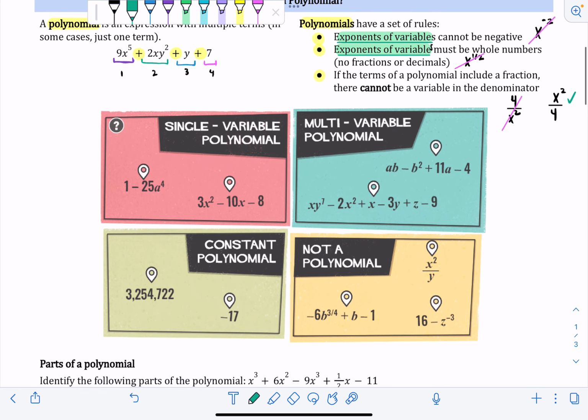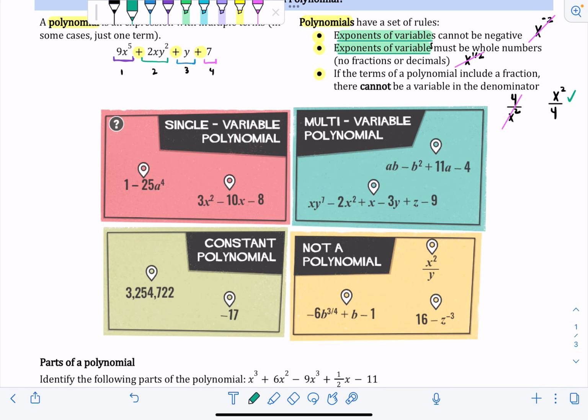Okay, so moving down this little graphic, these are just different types of polynomials. If we look at just the first box, the reddish one in the upper left, you can see the title of this box says single variable polynomials. That means it's a polynomial with a single variable. It only has one type, so basically one letter. So you can see on the first one, 1 minus 25a to the fourth, it only has an a. That's its only type of variable, so it's a single variable.